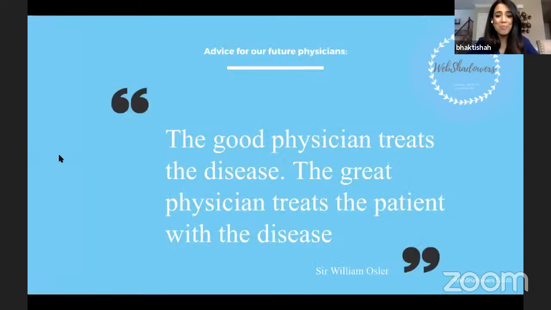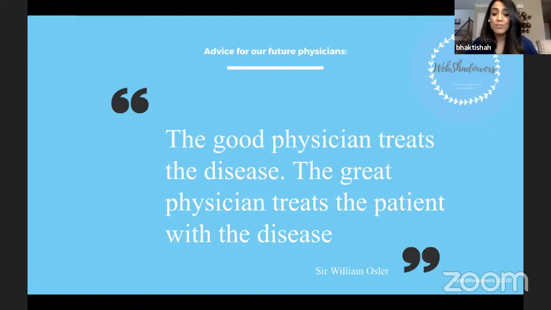I really do hope that you found this presentation interesting and perhaps you learned a little bit more about rheumatology. One of the things that I learned in medical school that I have carried with me through and through is this beautiful quote by Sir William Osler.